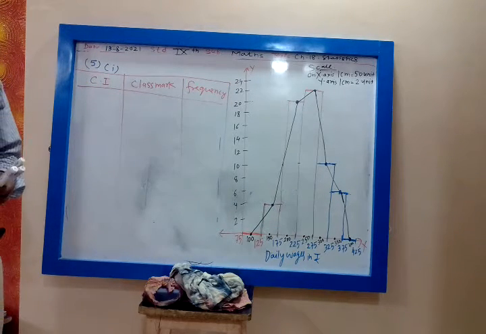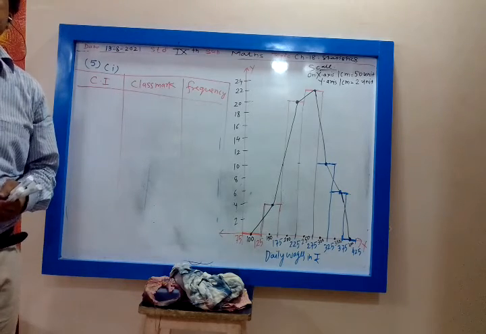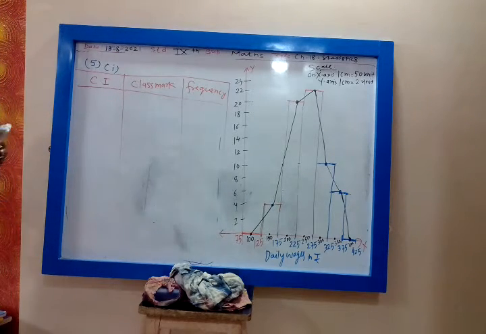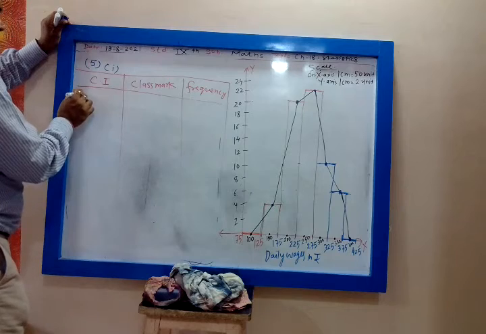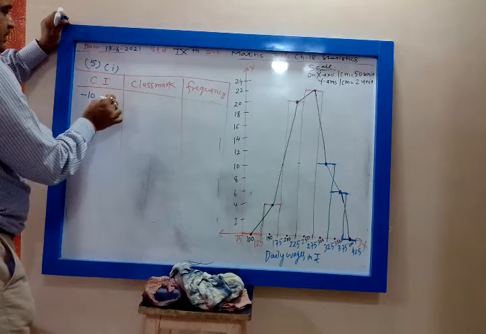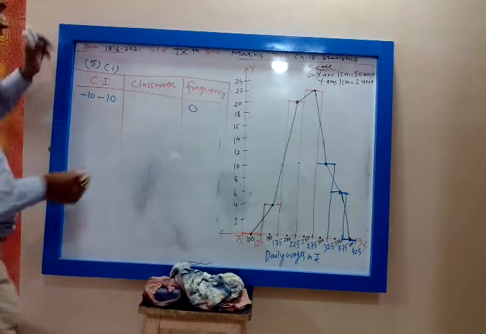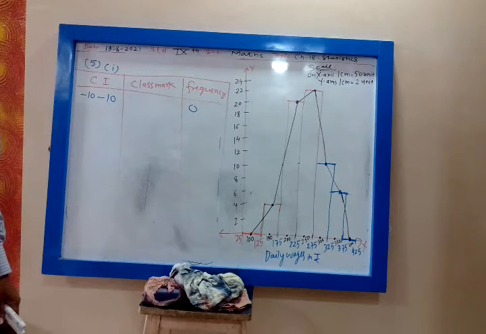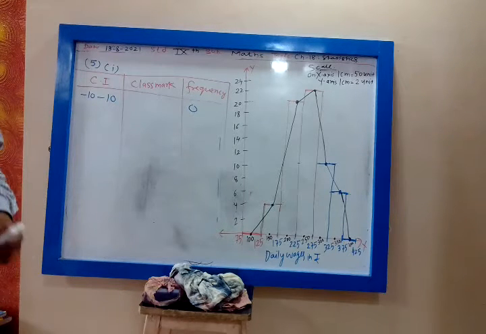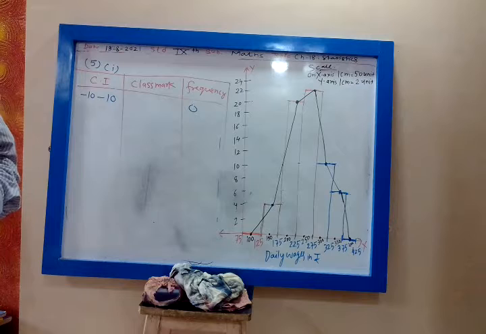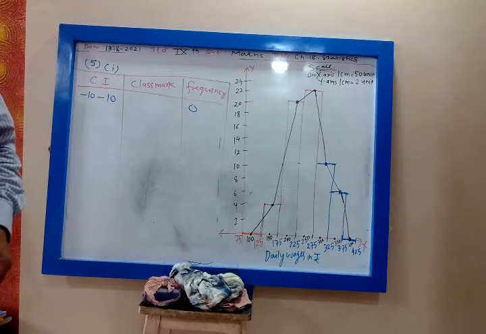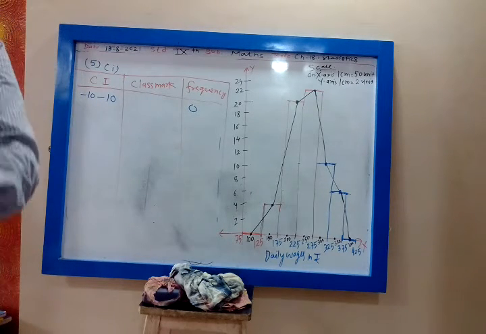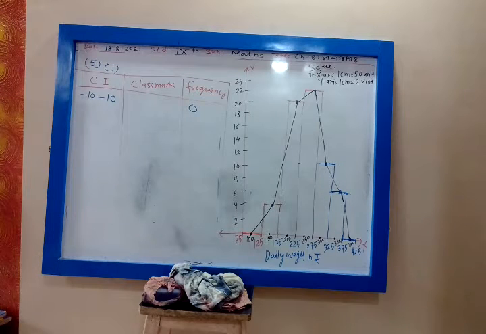So first it is 10 to 30. What is the difference? 20, correct? So I will take minus 10 to 10 with frequency 0. Is it clear? Minus 10 to 10. Now it is clear? Okay, do it. Meanwhile, I will change my internet connection. Start doing it.